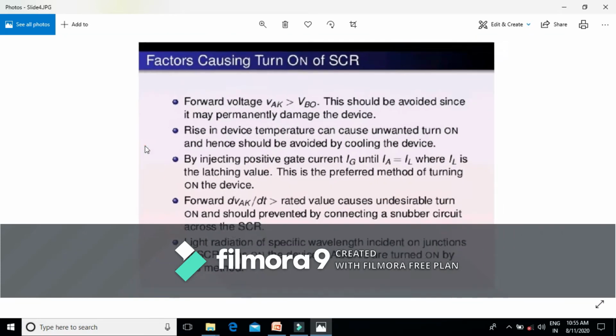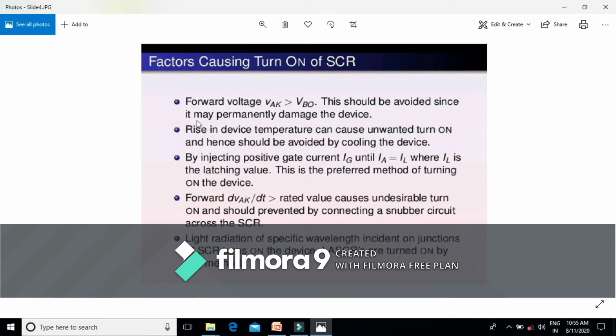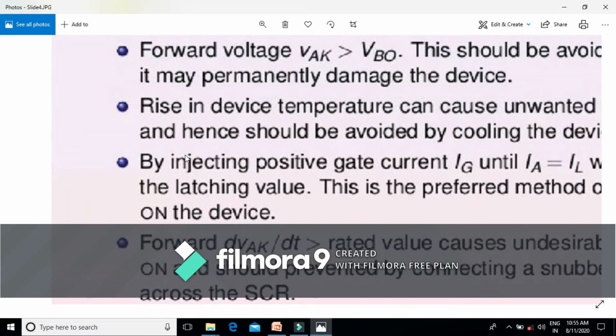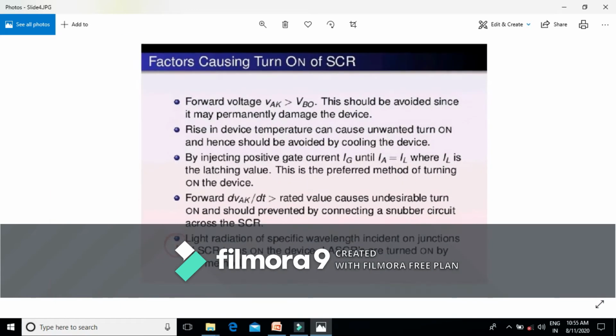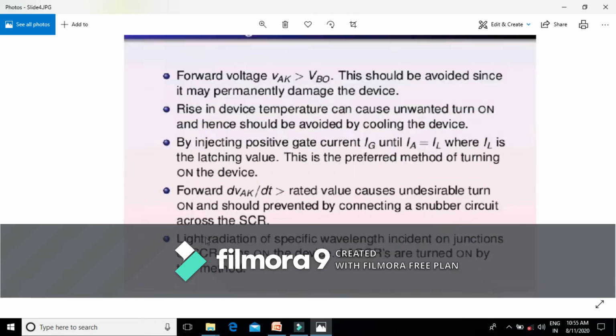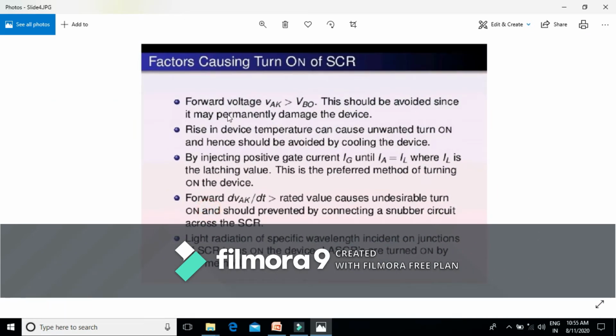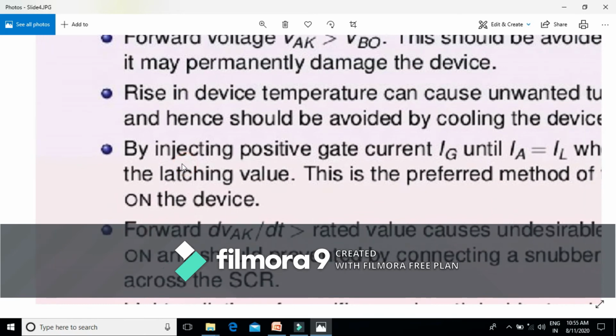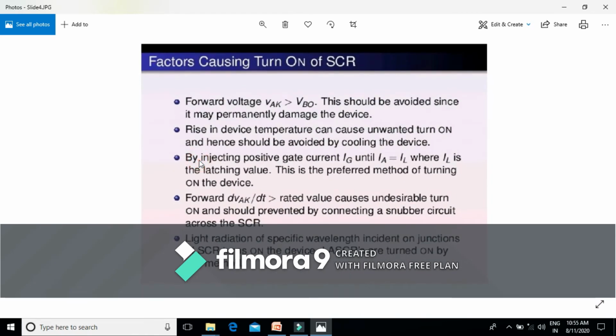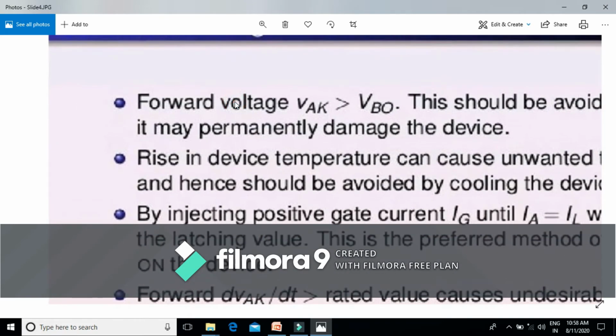Next one is called thermal triggering or thermal turn on. Third one is called gate triggering. Fourth one is called dv by dt triggering, or rate of rise of anode to cathode voltage. And the fifth one is called light triggering. The most efficient method of triggering among these is gate triggering. Now the first one is forward voltage triggering.